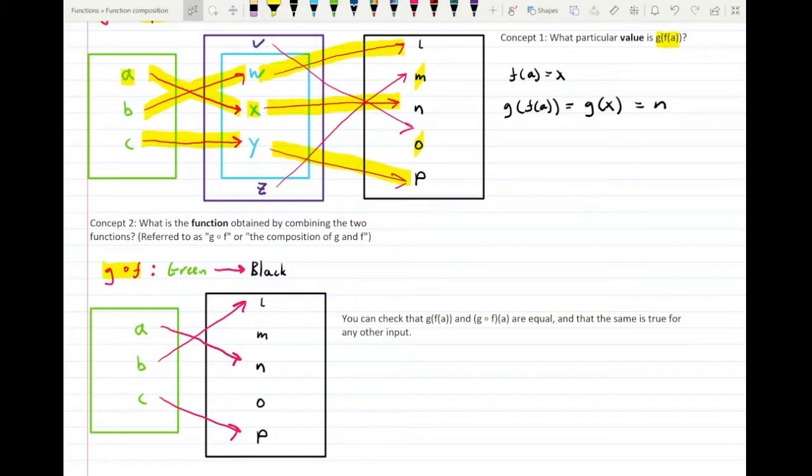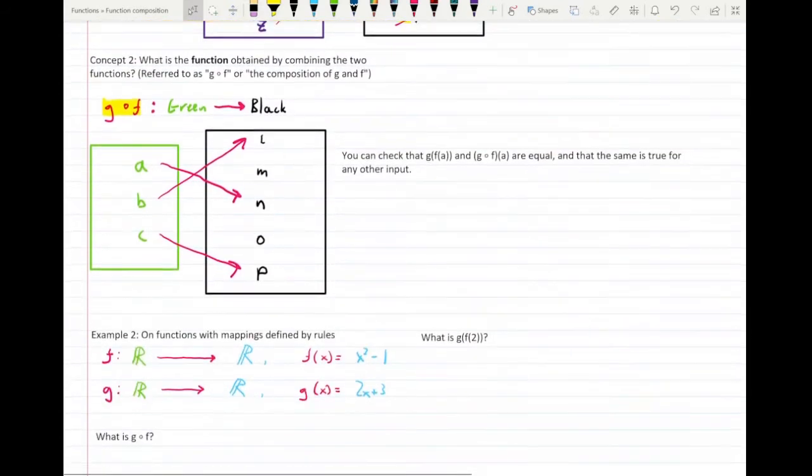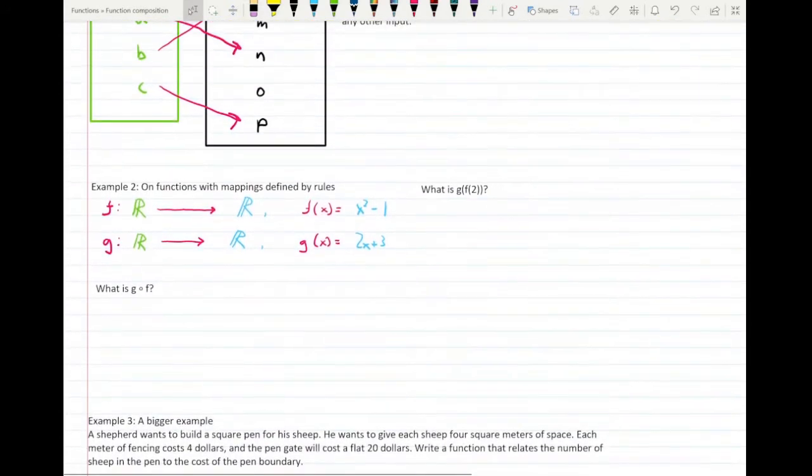Okay, so that's all well and good. But as you know, with functions, we usually want to work a little bit more abstractly, right? We don't usually want to be working with functions that we have to draw out completely explicitly. So for my next example, I'm going to go over an example with two functions defined by rules. So we've got f that goes from numbers to numbers, g from numbers to numbers as well. And f of x is going to be defined by x squared minus 1 right here, and g of x will be 2x plus 3.